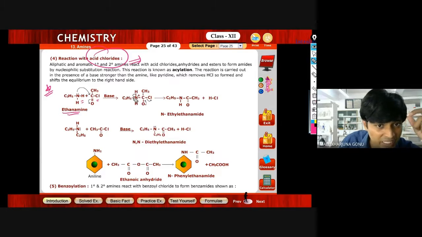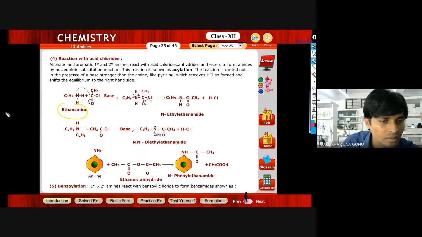The mechanism, how it happens, the steps are shown here. Okay, if you wish you can go through that one. How to write the product and how to write the orientation, have a look at that here. What is this? This is ethanamine. So what is ethanamine, that you write here. How you write ethanamine, write it here. C2H5 and NH2. C2H5NH2 means CH3CH2NH2. Like that you practice.